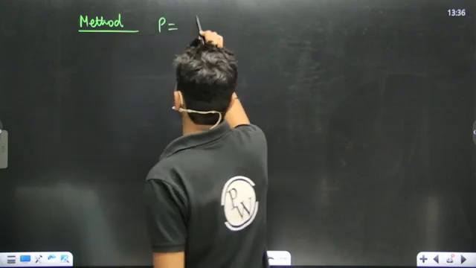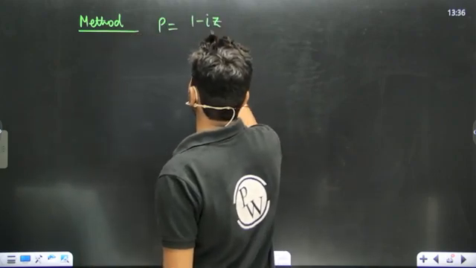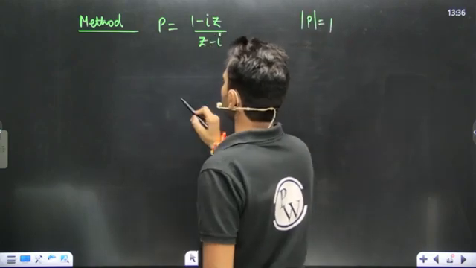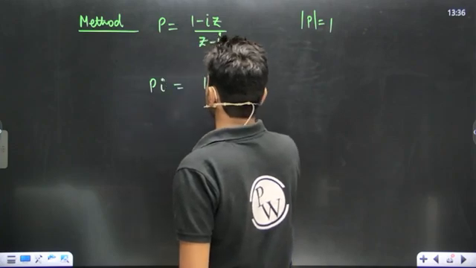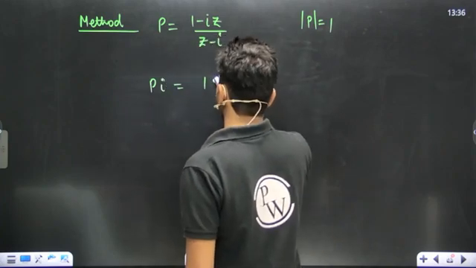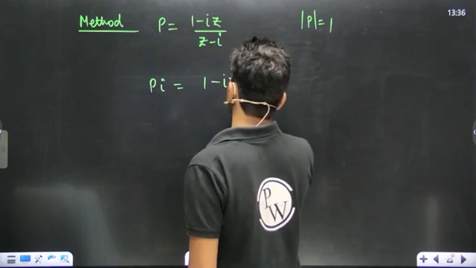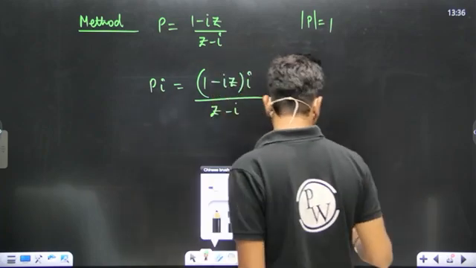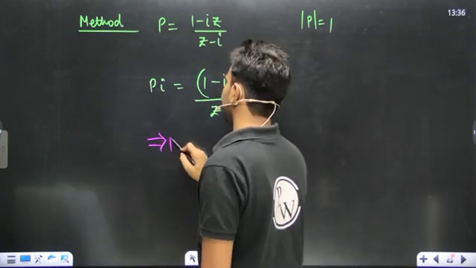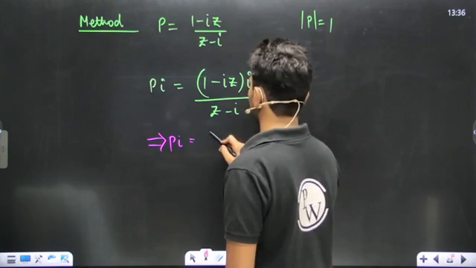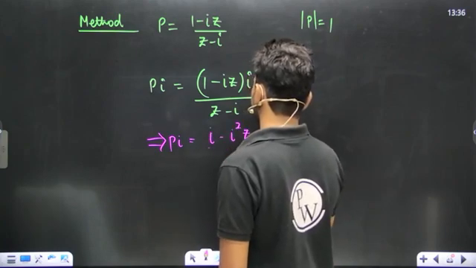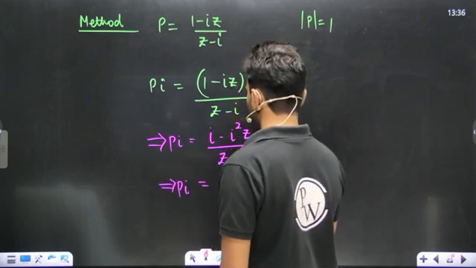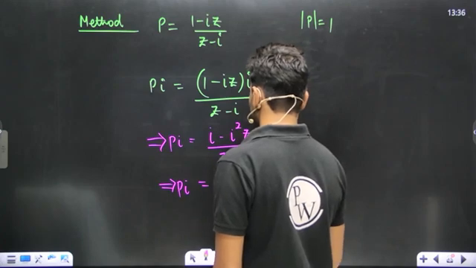P is given to me as (1 minus iota z) divided by (z minus iota), and it is given to me that mod of P is equal to 1. Okay, if we multiply iota on both sides, then P times iota is equal to (iota minus iota square z) divided by (z minus iota). So this can further be written as P iota equal to (iota plus z) upon (z minus iota). Yes or no?